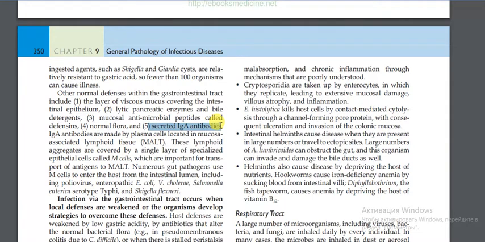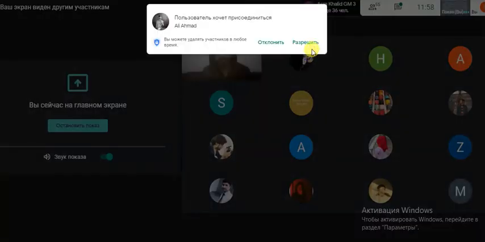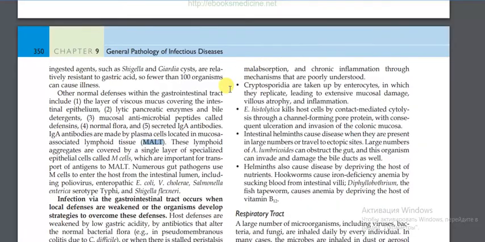But if we have IgA, we must have some lymphocytes which produce it, right? We have plasma cells, and plasma cells are usually located in lymphoid organs. In the digestive tract, we have a very important lymphoid tissue named MALT, which you heard about. It's mucosa-associated lymphoid tissue, and it is present along all the digestive tract.